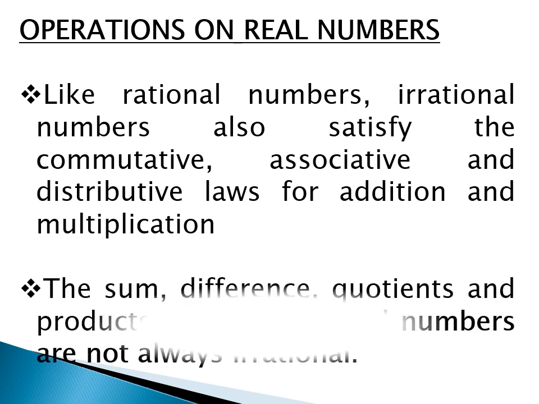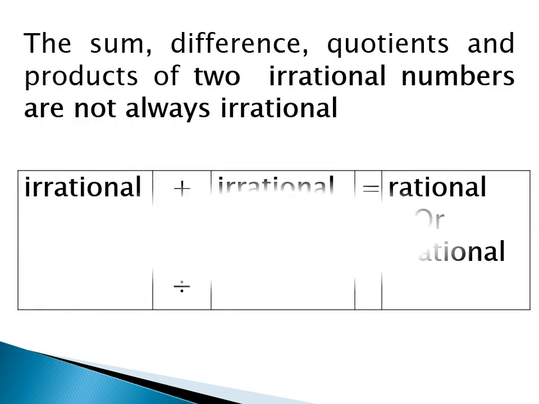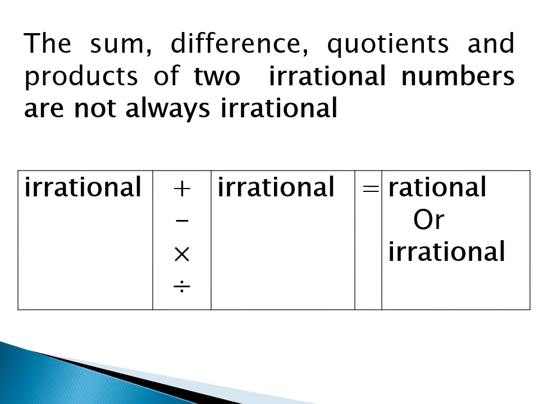Now the next part is that the sum, difference, quotient and product of two irrational numbers are not always irrational. That means when we are taking two irrational numbers, both irrational only, and we take their sum or difference or product or division, then our answer may be either rational or irrational. How is it? See the table, then it is more clear to you.